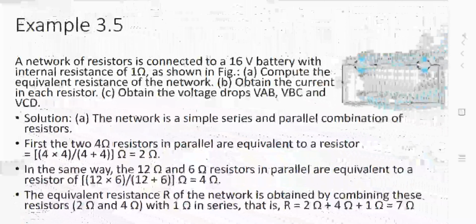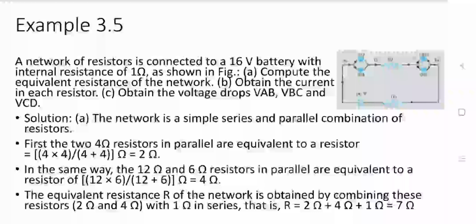Now, based on series-parallel combinations, we go through one example. A network of resistors is connected to a 16 volt battery with an internal resistance of 1 ohm. We are going to find three things. First, compute the equivalent resistance of the network. Second, obtain the current in each resistor. And third, obtain the voltage drops across VAB, VBC and VCD.